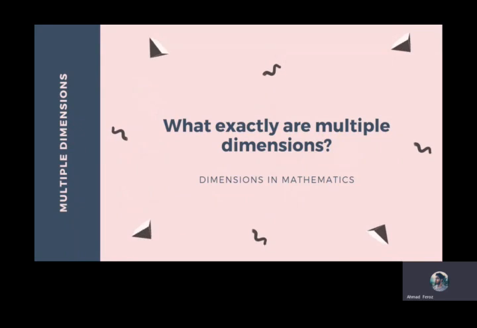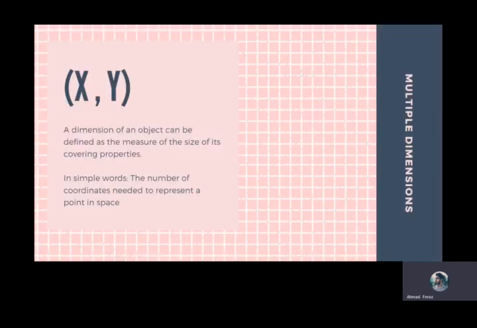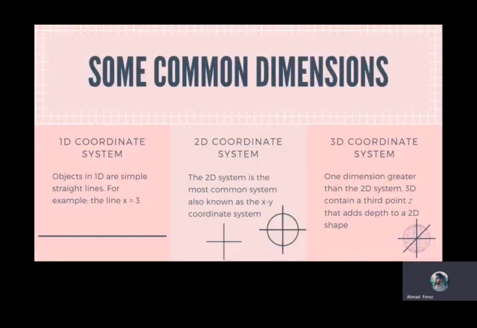Now, what exactly are dimensions? Well, we can simply define a dimension by saying that it is the number of coordinates needed to place a particular point in space. Some common examples of dimensions are the one-dimensional coordinate system, in which you usually have just a straight line in one direction.